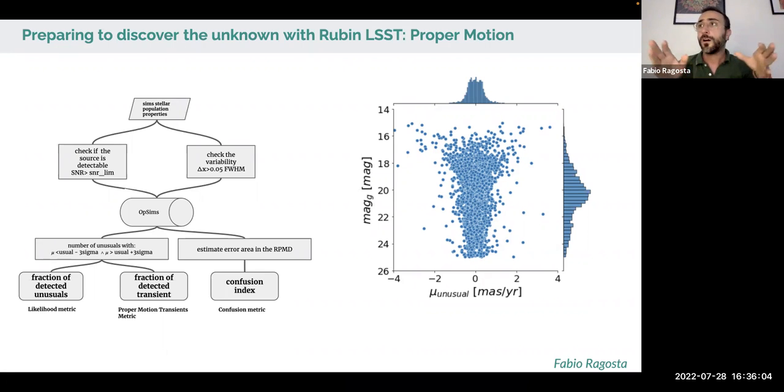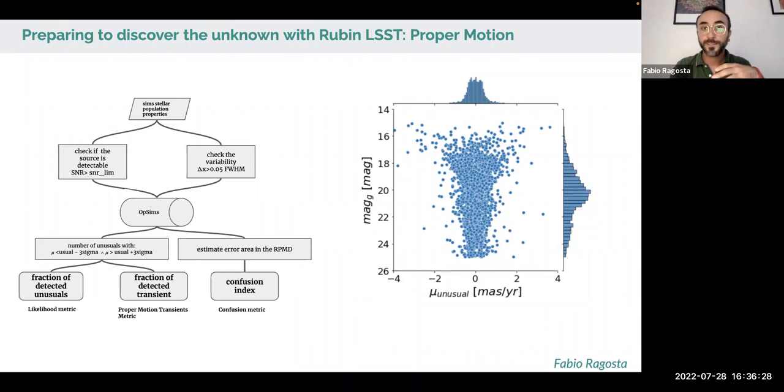In the picture on the right, I show the distribution in magnitude and proper motion of the simulated objects. To each simulated object, we associate coordinates, magnitude, and proper motion, and the distribution is the one on the right.